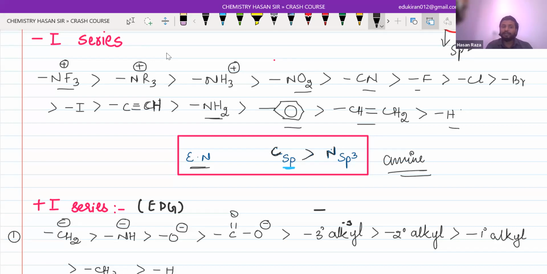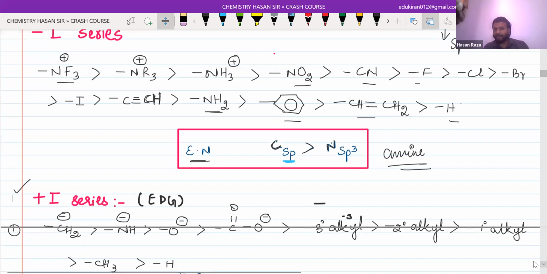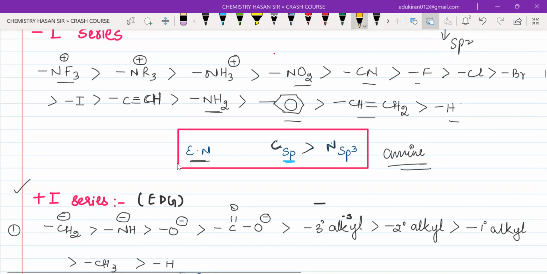In the same way, you can go for the plus I series. So please make short notes of this plus I and minus I. This will be very helpful while solving questions of stability as well as acidic and basic character. Please do write it.